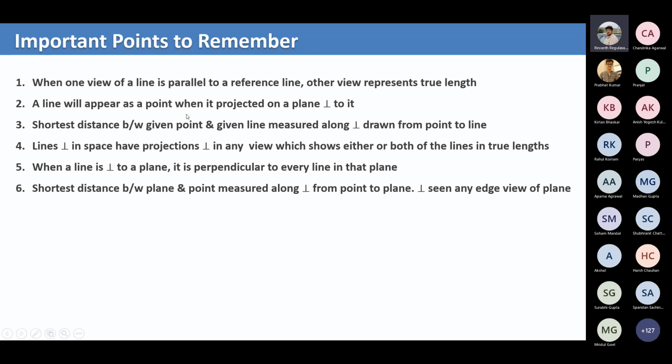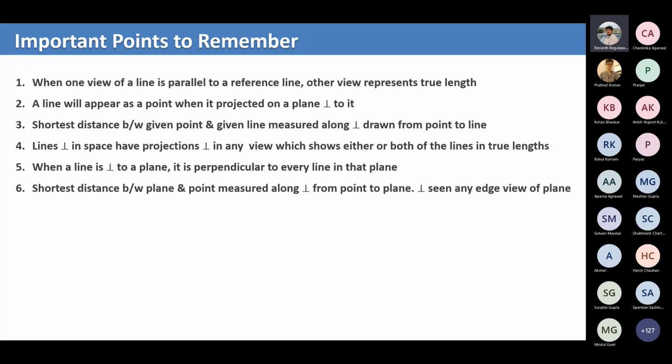A line will appear as a point when it is projected on a plane perpendicular to it. So this is what we have done. The shortest distance between a given point and a given line is measured along the perpendicular drawn from the point to the line. So that is what we are using to get the shortest distance. Lines perpendicular in space have projections perpendicular in any view which shows either or both of the lines in true lengths. So when the lines are perpendicular in any one particular view, you get the true lengths of those lines.